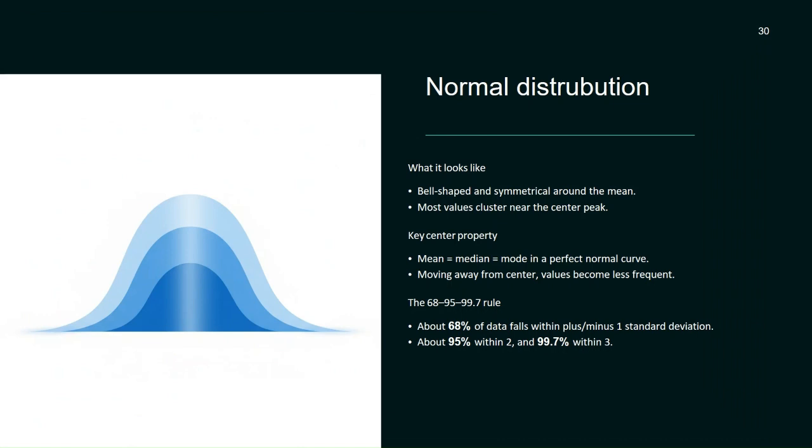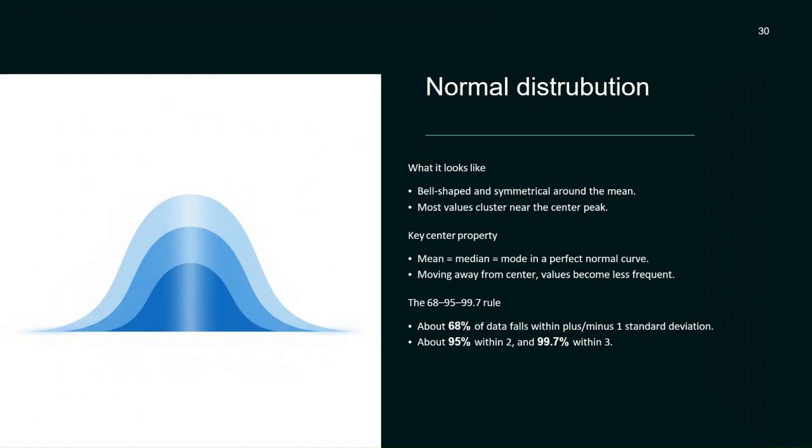So, what is a normal distribution? As I said, a normal distribution is bell shaped and symmetrical around the mean. It should be like a bell. If your data is clean, it should be bell shaped. A key property is that your mean is equal to the median, is equal to the mode, all in the center. Then it is a normal curve.